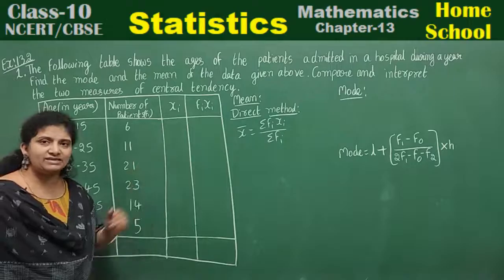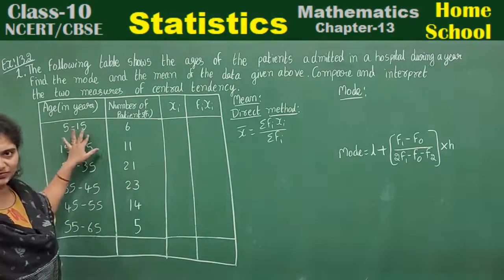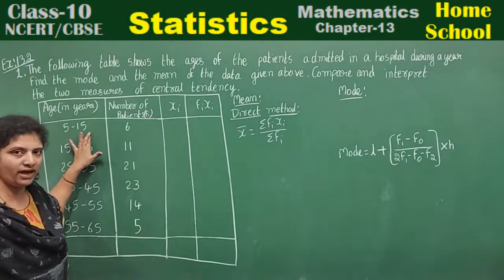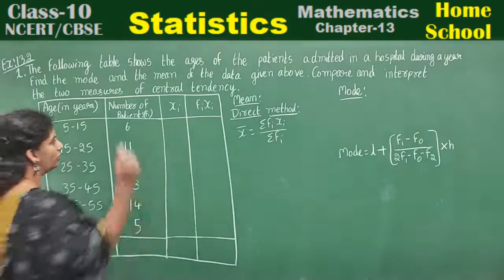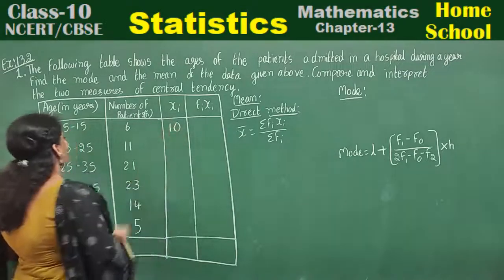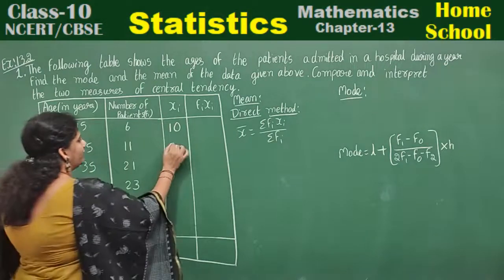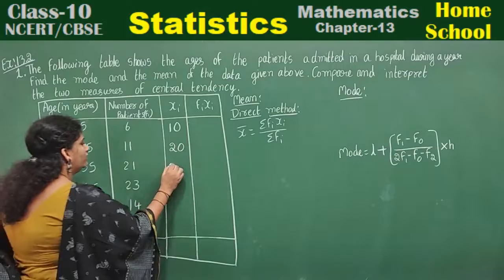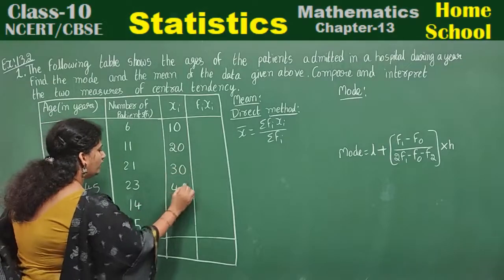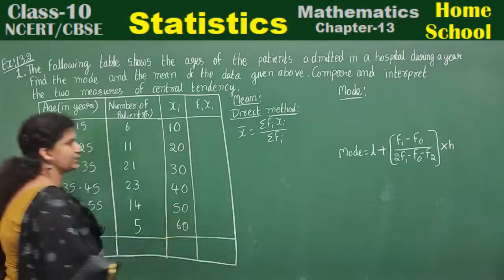Let's calculate xi, the class mark. How are we going to get it? Lower limit plus upper limit by 2. 5 plus 15, 20. 20 by 2, 10. 15 plus 25, 40. 40 by 2 will be 20. So directly you can write here 30, 40, and this will be 50, 60.